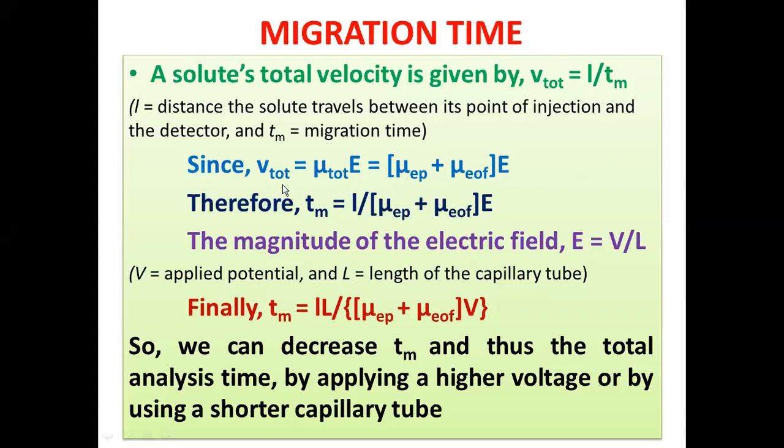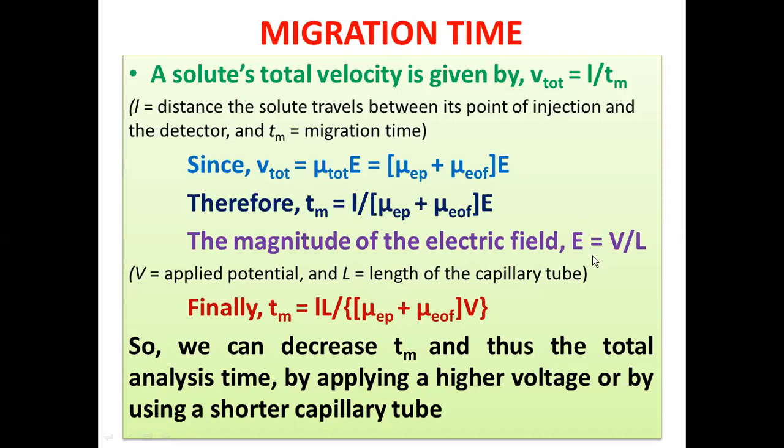We know the velocity is equal to the electrophoretic mobility times the magnitude of the electric field. Similarly, the total velocity can be written as the total mobility times E, the magnitude of the electric field. We know nu total is equal to nu EP plus nu EOF. So in place of nu total, you put nu EP plus nu EOF, times E. Therefore V total equals nu EP plus nu EOF, whole times E. Simplifying, Tm is equal to l divided by nu EP plus nu EOF times E, where E is the magnitude of the electric field.